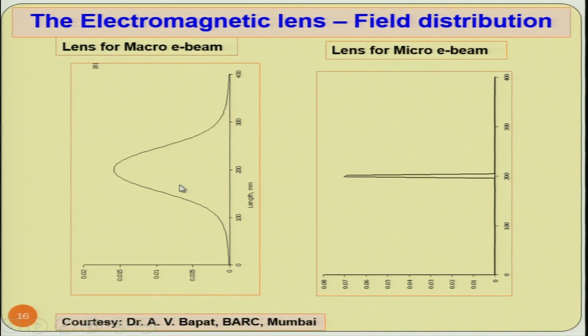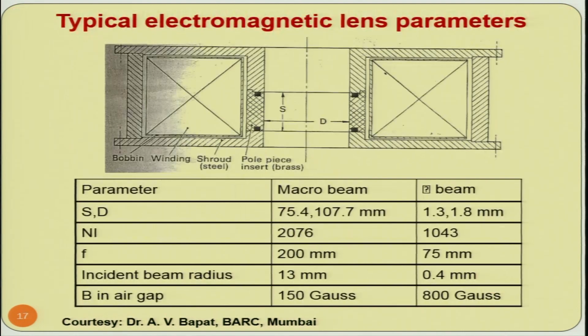And this again was received from Dr. Bapat of BARC, Mumbai. Now, these are the typical electromagnetic lens parameters, and you can see different parameter values given, received from Dr. Bapat, with different elements of the lens shown over here. This is a specialized area of designing and developing the electromagnetic lens.